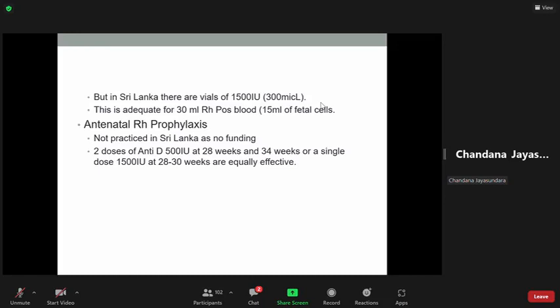But we are giving 30 ml worth of the needed amount, because we don't have the low dose vials. Because of that, we are giving an overdose. Because we are giving an overdose, the chances that sensitization occurs in our women are very, very rare, right? So normally, once the baby is delivered, within 72 hours, we give 1,500 international units of Rh antibodies to the mother.